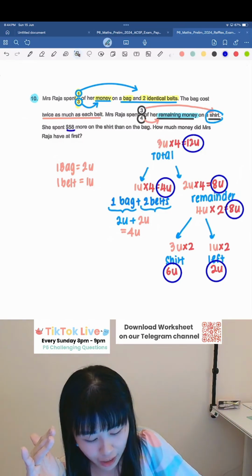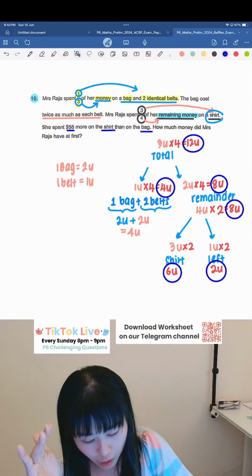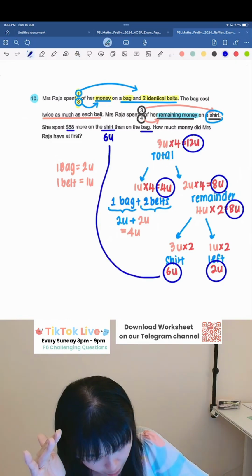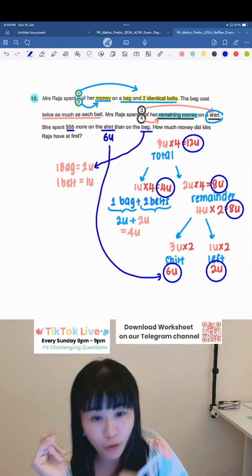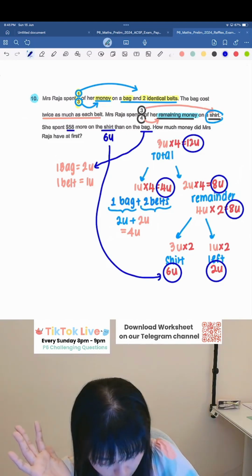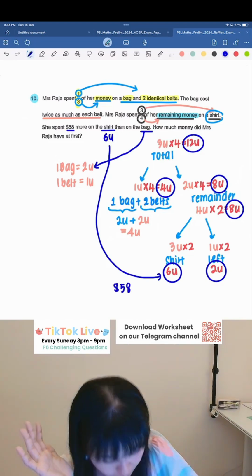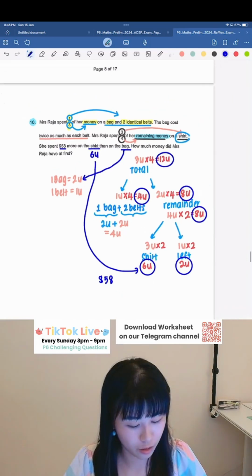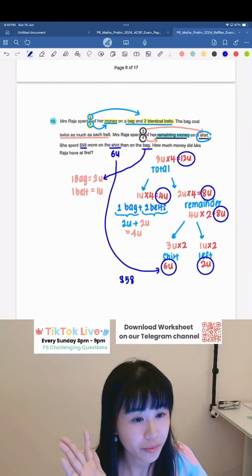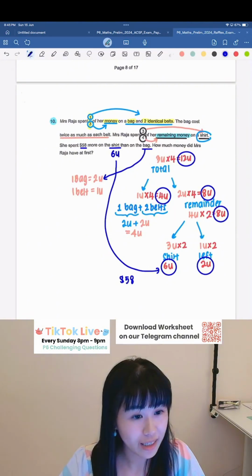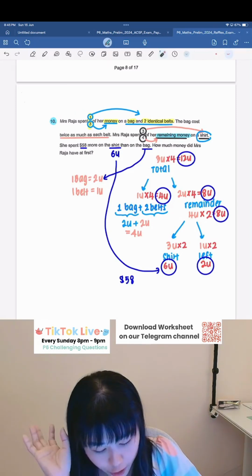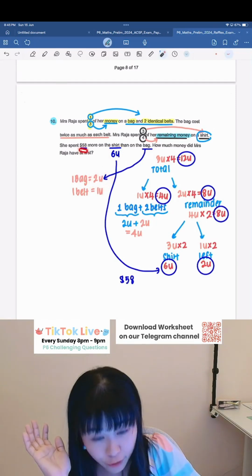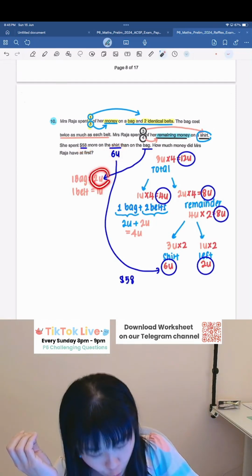She spent $58 more on the shirt than the bag. Okay? Your shirt is 6 unit from here. Your bag is 2 unit from here. So everybody, how many units is your $58? Able to tell? Okay, 4 unit, yes. Christopher is right, it is 4 unit because your shirt is 6 and your bag is 2. So the difference, the $58 more, must be 6 unit minus the 2 unit.